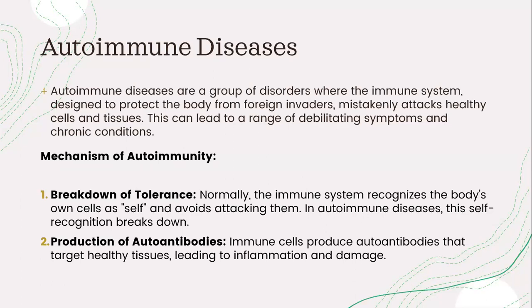So mechanisms of autoimmunity, so the breakdown of tolerance. So normally the immune system recognizes the body's own cells as self and avoids attacking them. In an autoimmune disease, this self-recognition breaks down. So earlier I was speaking about the fact that our immune system is able to tell foreign from self because of a self antigen that we have on our cells. So all your cells in your body right now have that antigen.